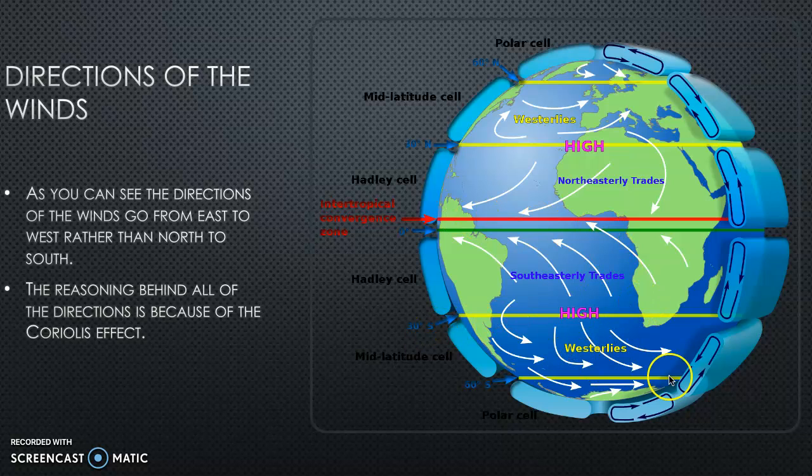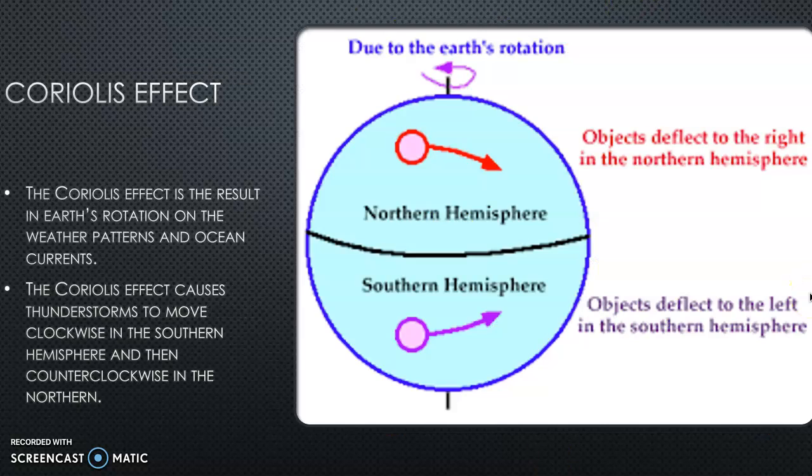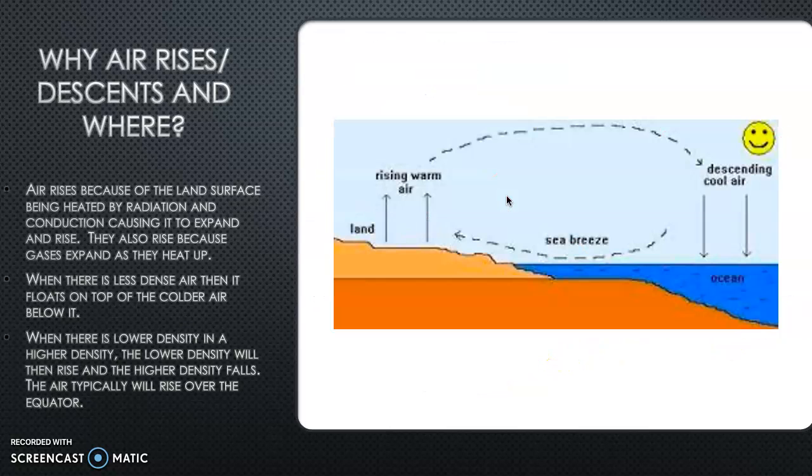So as you can see, the westerlies, the wind's blowing south, and so on. The Coriolis effect is the result of Earth's rotation on the weather patterns and ocean currents. The Coriolis effect causes thunderstorms to move clockwise in the southern hemisphere and counterclockwise in the northern. And objects deflect to the right in the northern hemisphere, objects deflect to the left in the southern hemisphere, as you can see in the picture.